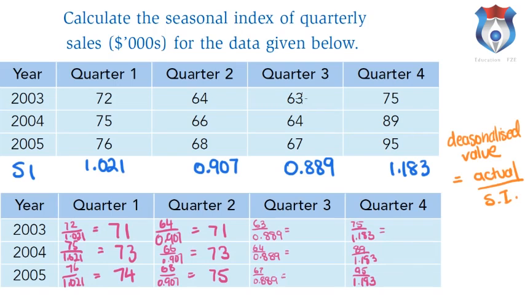Deseasonalizing these last few, I'll have 63 divided by 0.889, 64 divided by 0.889, and 67 divided by 0.889. And then over here, 75 divided by 1.183, 89 divided by 1.183, and 95 divided by 1.183. And there's my deseasonalized data.